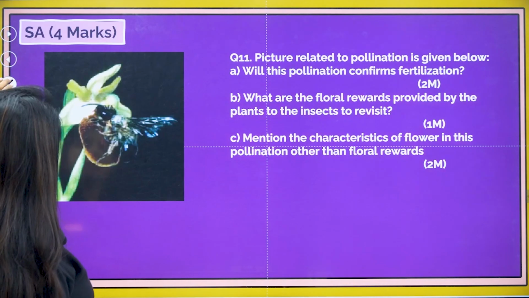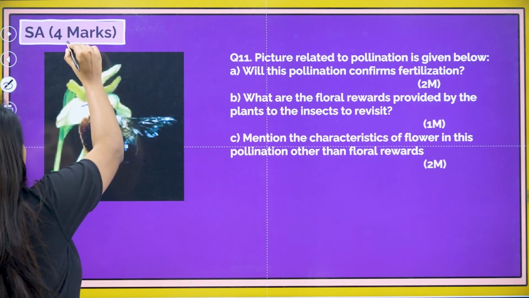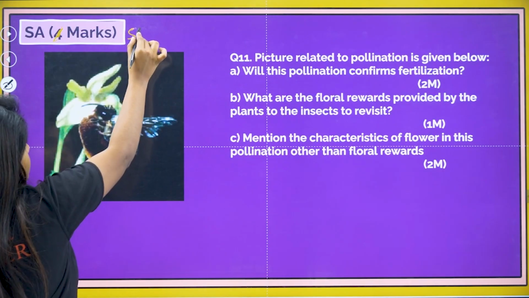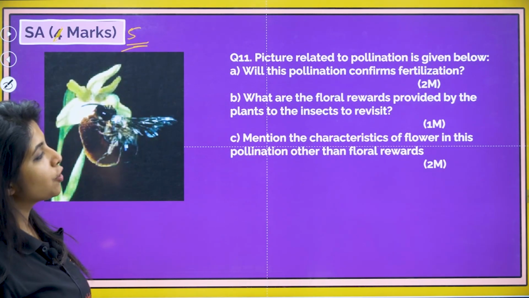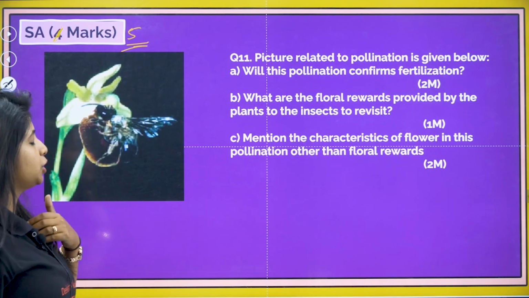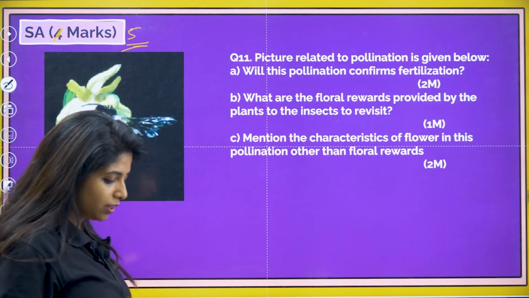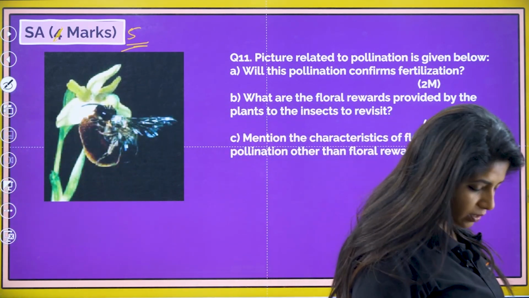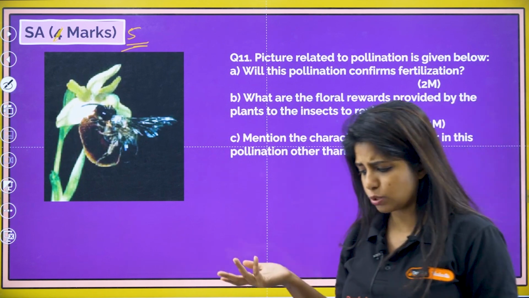Now, this is not 4-marker question. This is the 5-marker question. Okay. So, picture related to pollination is given below. This is the picture. Will this pollination confirm fertilization? What do you think? There is an insect sitting on this. Do you think this pollination will anyway confirm fertilization as well?